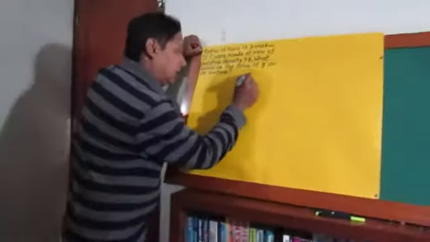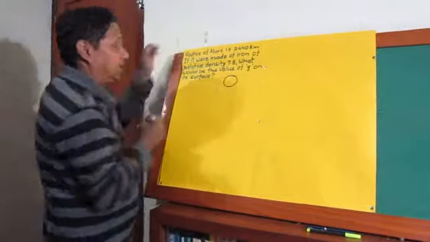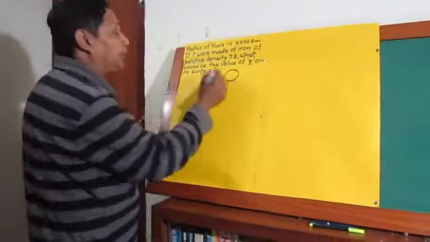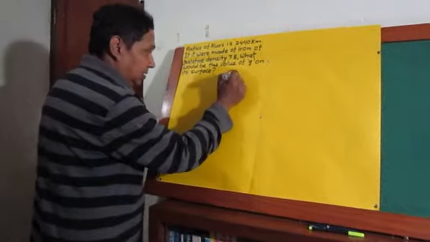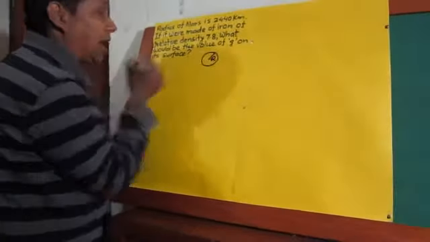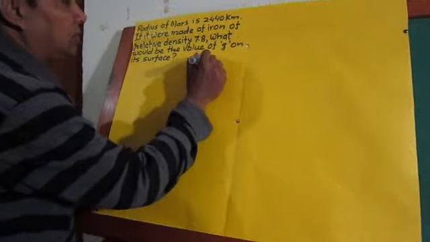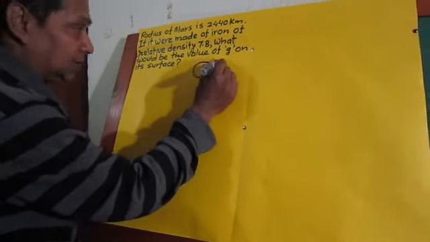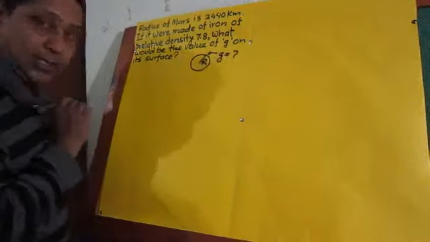Now, look at this. It can be represented diagrammatically this way also. Let's say this is the planet Mars, and this is its radius, which can be denoted by R. And we have to calculate the acceleration due to gravity on its surface, which can be represented by G. And we are going to calculate this.